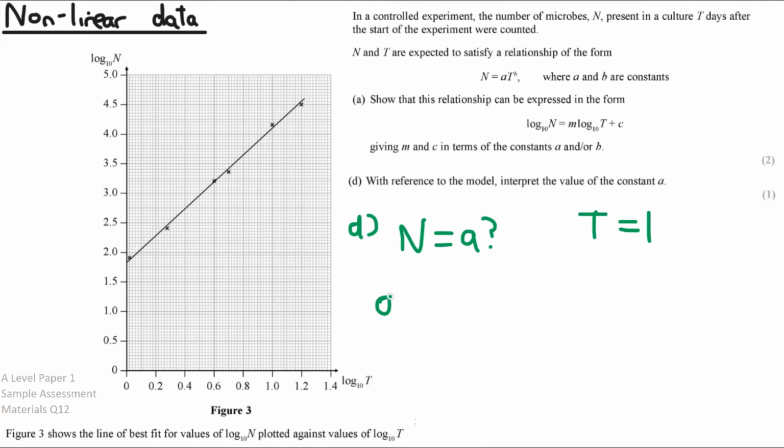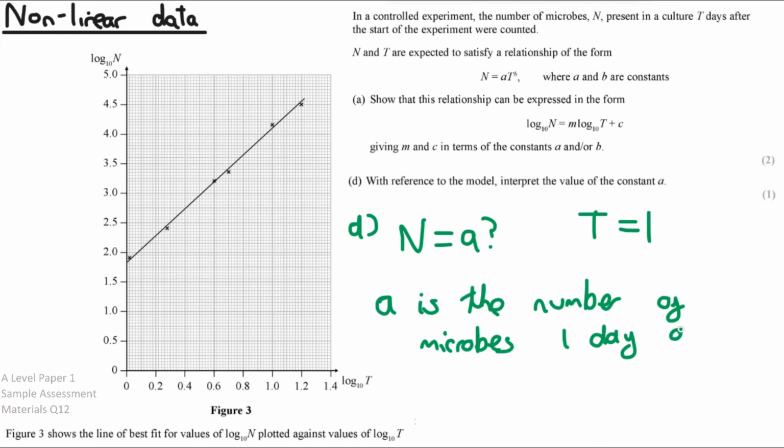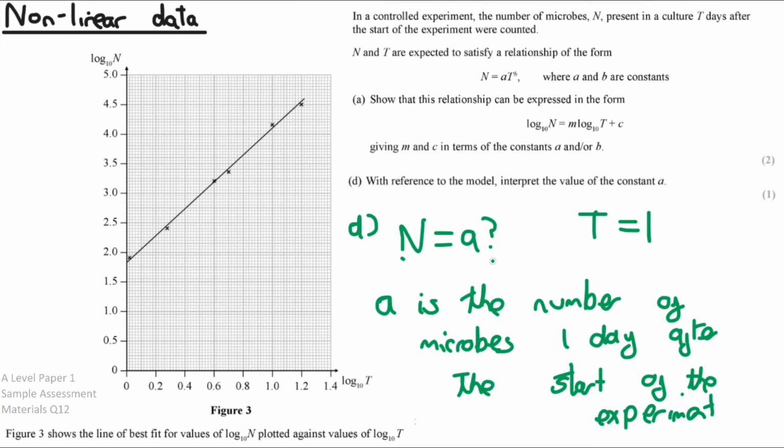So therefore, A is, you could say n, but it's more accurate to say the number of microbes, because again we want it with reference to the model. A is the number of microbes one day after the start of the experiment. It's only one mark, but please just try and think about when n is equal to this constant, and then what does that mean?